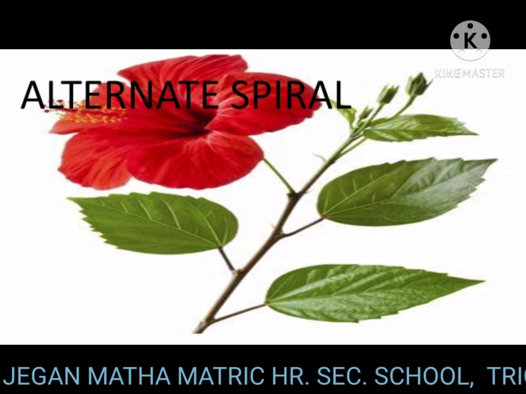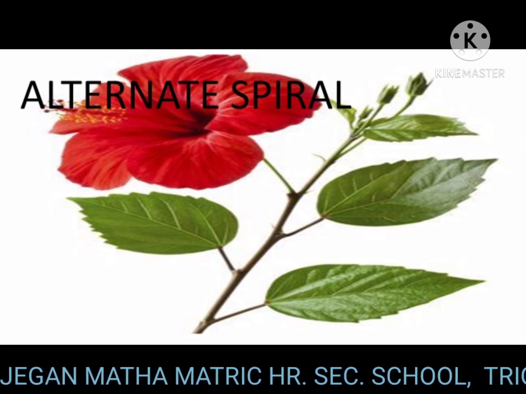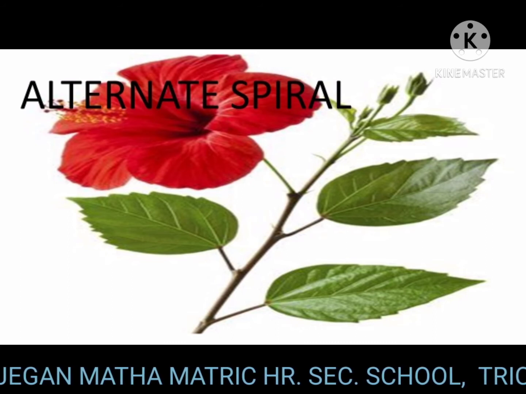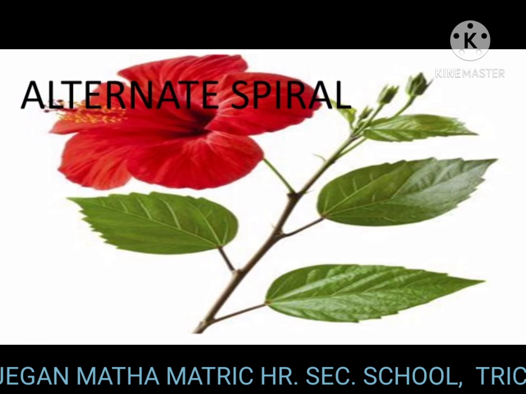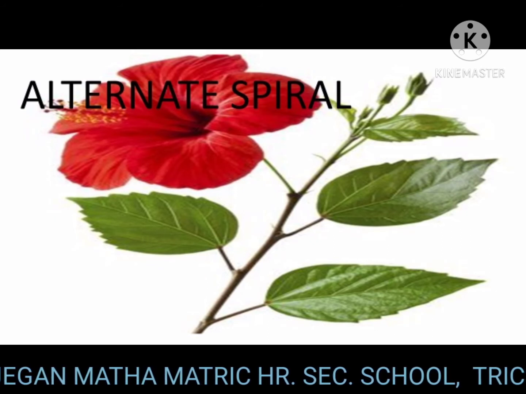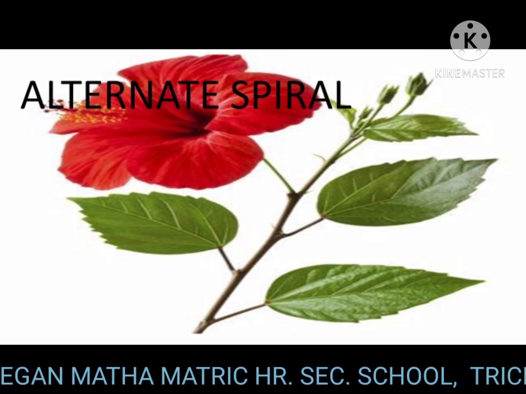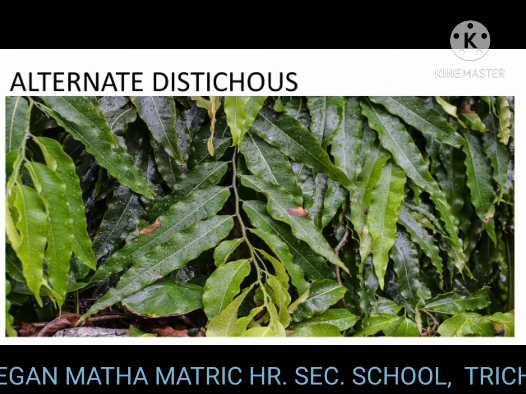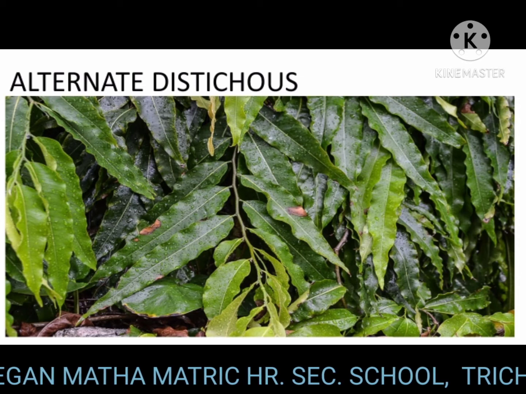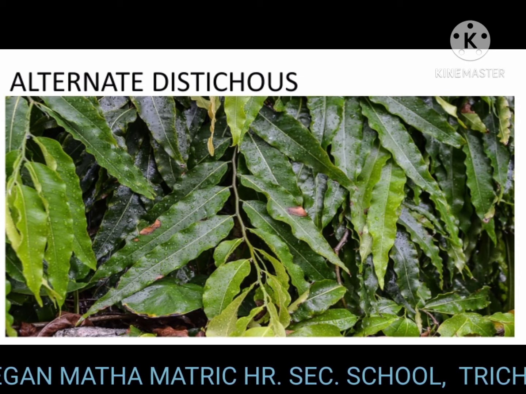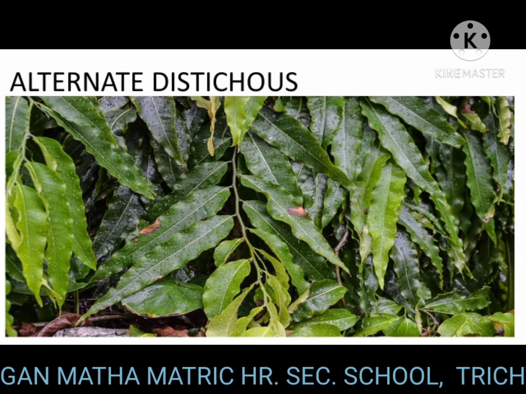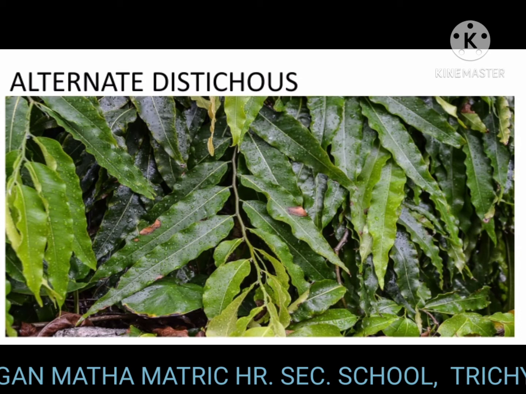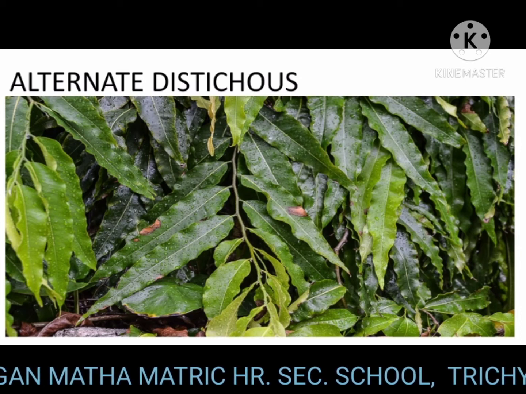First one, alternate spiral, in which the leaves are arranged alternately in a spiral manner. Example, hibiscus. Alternate distichous or bifarious, in which the leaves are organized alternately in two rows on either side of the stem. Example, Polyalthia longifolia.